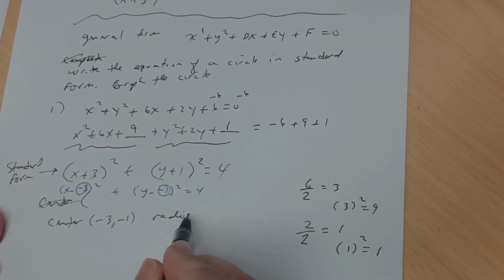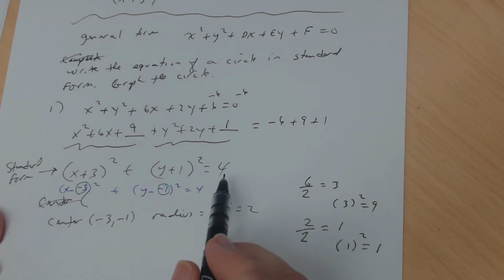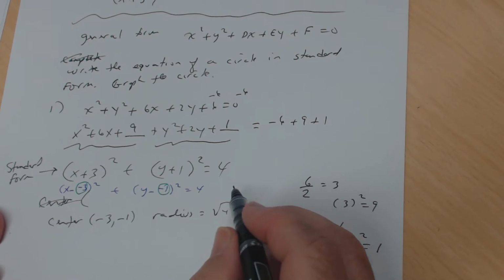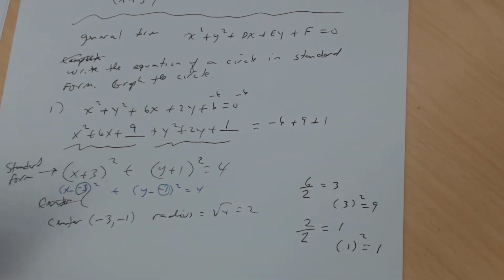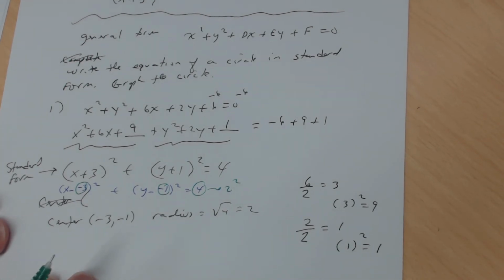So your center is negative 3, comma, negative 1. And the radius is the square root of 4, which is 2. So it's always the square root of this number, because remember, this right here is 4. This 4 is really 2 squared. So your radius is just 2.